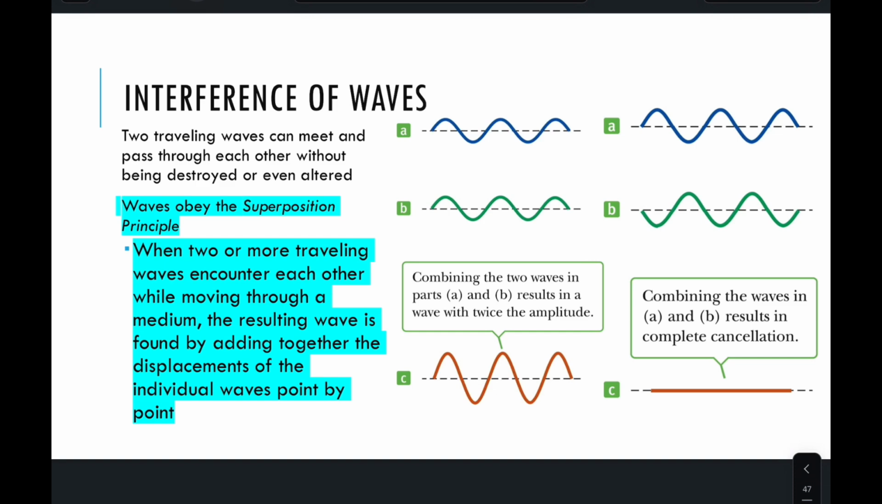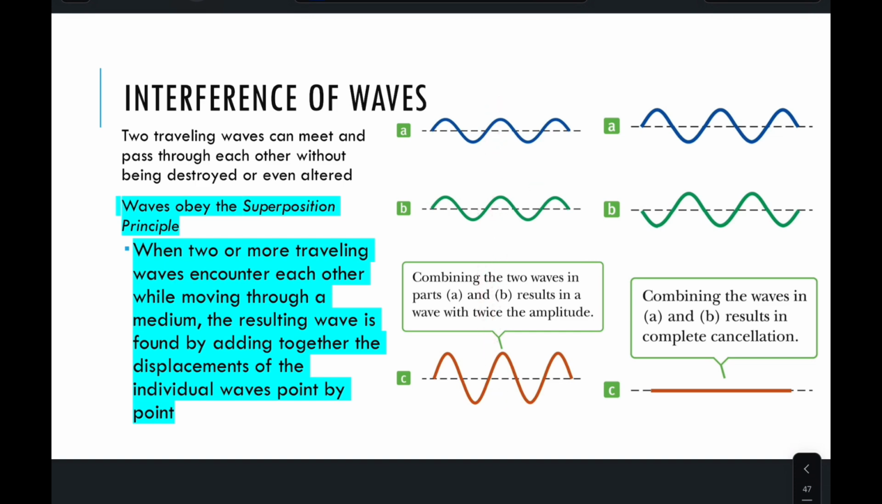Now let's proceed to the interference of waves. Okay, two traveling waves can meet and pass through each other without being destroyed or even being altered. How are they going to communicate? The waves obey the superposition principle. What is the superposition principle? It says that when two or more traveling waves encounter each other while moving through the same medium, the resulting wave is found by adding together the displacements of the individual waves point by point.